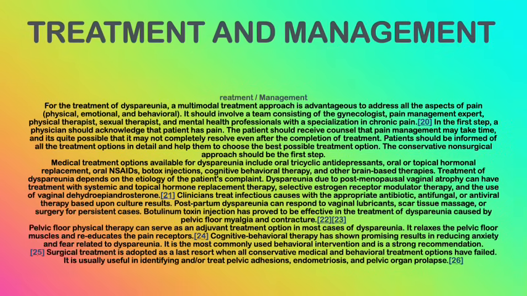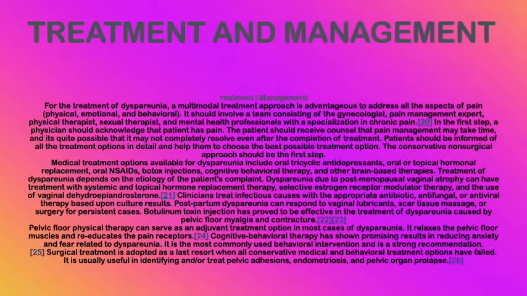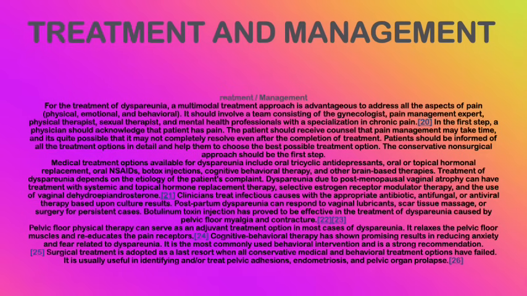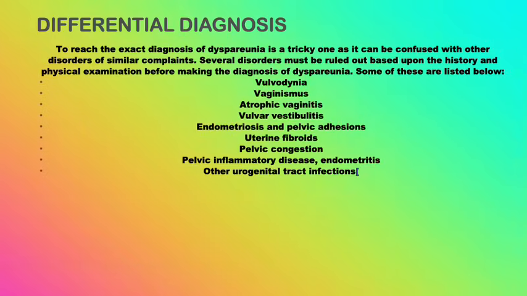In the differential diagnosis, to reach a diagnosis for dyspareunia, one has to rule out vulvodynia, vaginismus, atrophic vaginitis, vulvar vestibulitis, endometriosis, pelvic disease, uterine fibroid, pelvic congestion syndrome, pelvic inflammatory disease, and other urogenital infection.